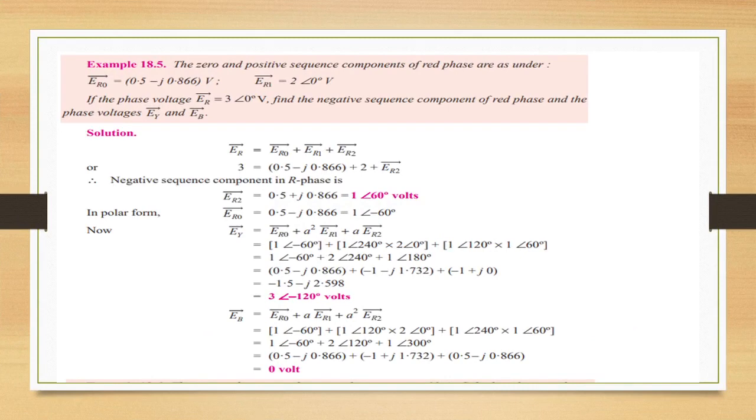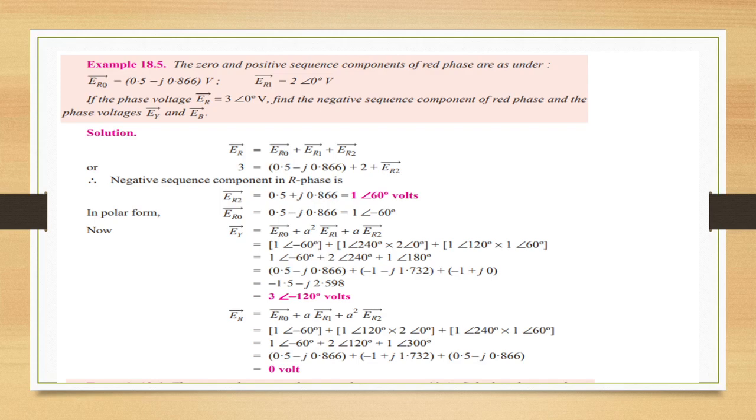Next numerical, zero and positive sequence components of red phase are ER0, ER1 is given. If the phase voltage ER is 3 angle 0, find the negative sequence component of red phase and phase voltages EY and EB. ER is the vector addition of ER0, ER1 and ER2. So from this all values are given except ER2.